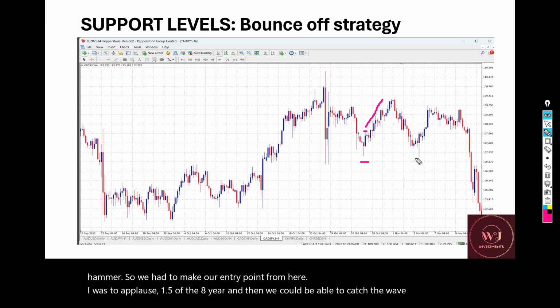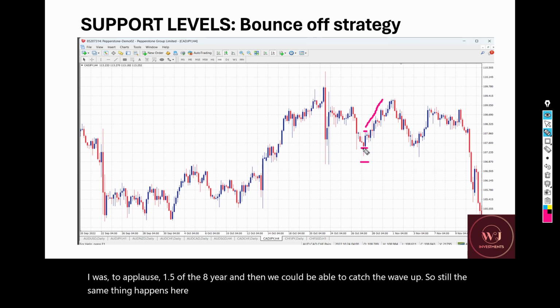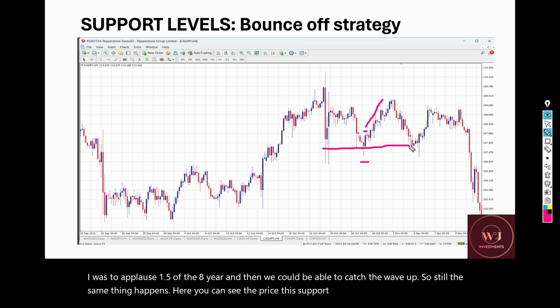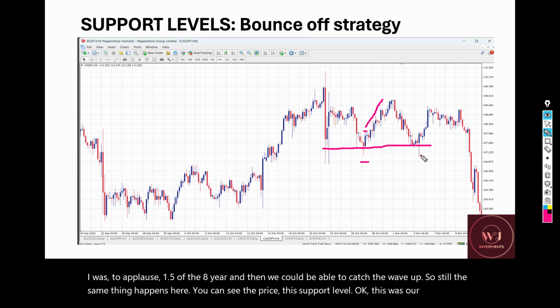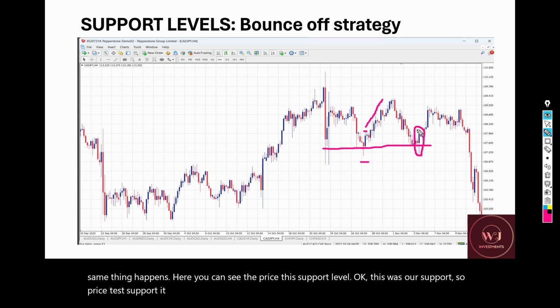So still the same thing happens here. You can see the price tests this support level. Okay, this was our support. So price tests a support, it creates this hammer. So we could make an entry from here and catch the wave up.